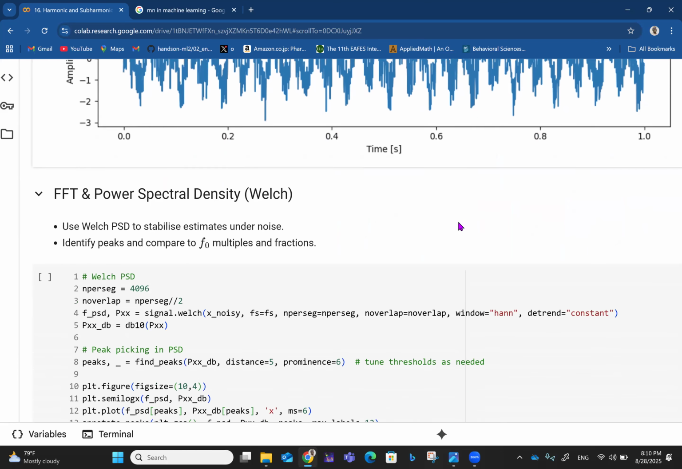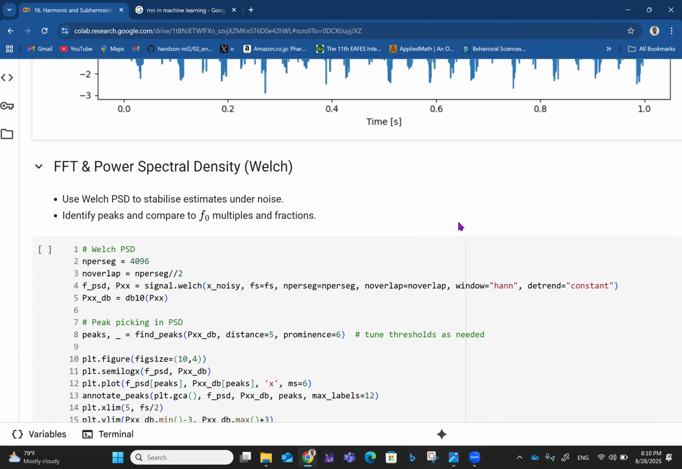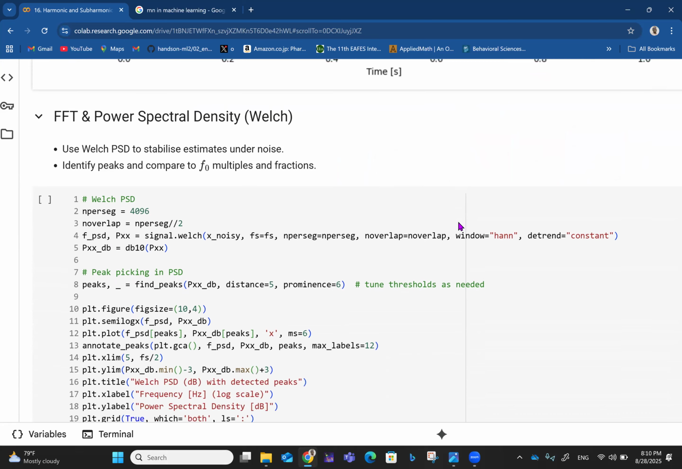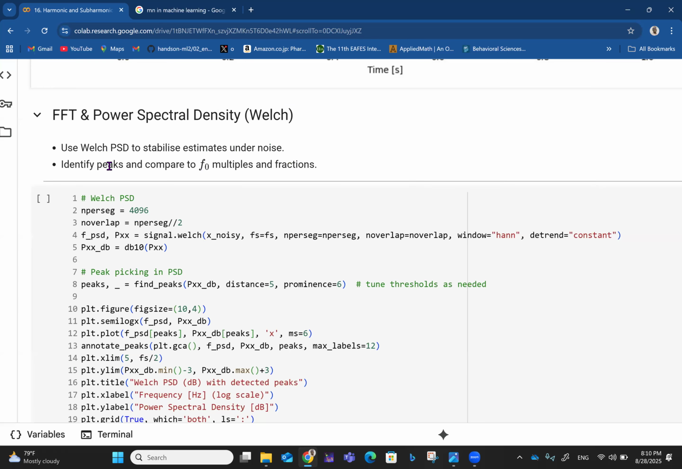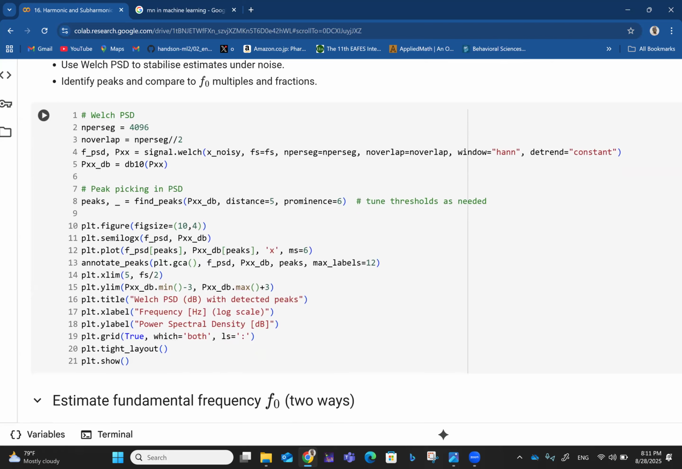Okay, so from here now we can go ahead and talk about the fast Fourier transform and power spectral density using Welch this time around. So you use Welch power spectral density to stabilize estimates under noise. So identify peaks and compare to f naught multiples and fractions. So for the Welch now, you have number per segment 4096.